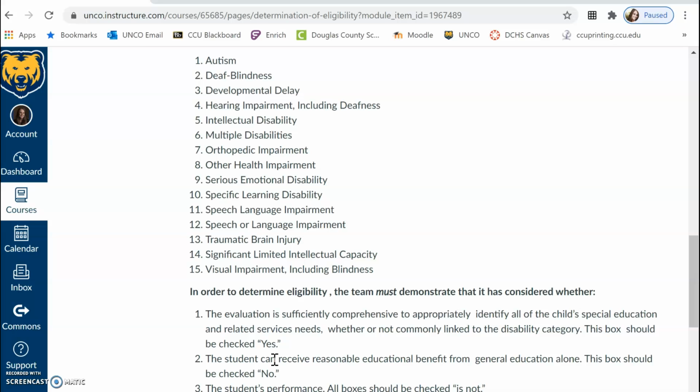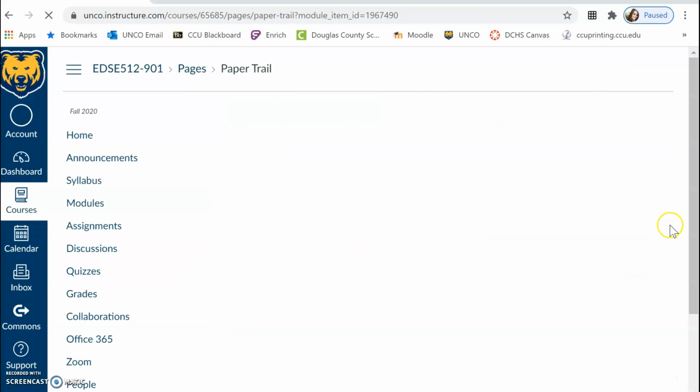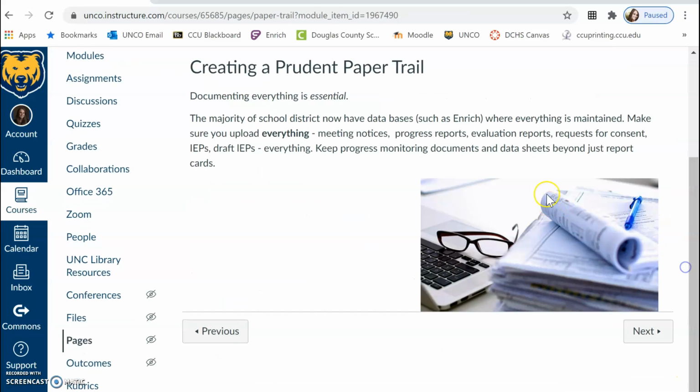demonstrate in the document that the disability, for instance, if a student is becoming eligible for a specific learning disability, is not due to lack of appropriate instruction, is not due to lack of proficiency in English or the language that is spoken in the school, is not due to lack of this or that factor. Social maladjustment is one that's considered for serious emotional disability. So we'll go through and make sure that we've taken those other variables into consideration.